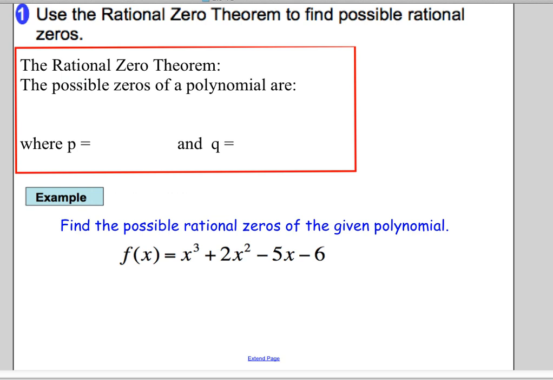The first step in this process is called the rational zero theorem. The rational zero theorem says that the possible zeros of a polynomial are p divided by q, where p is the factors of the constant, the number without an x, and q is the factors of the leading coefficient.